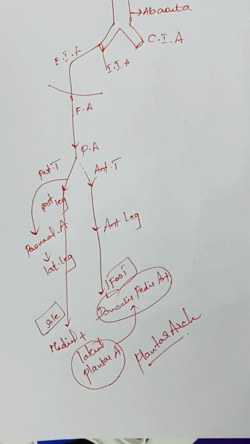So this is all about the lower limb: venous system, arterial system, muscular and nervous system.